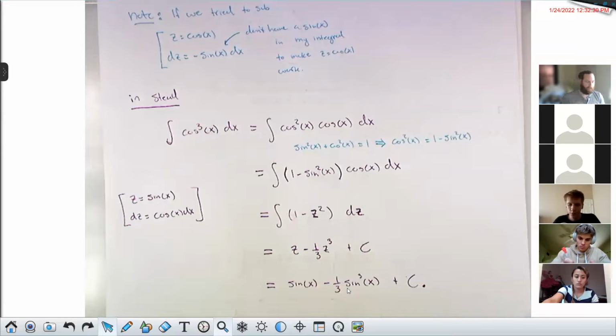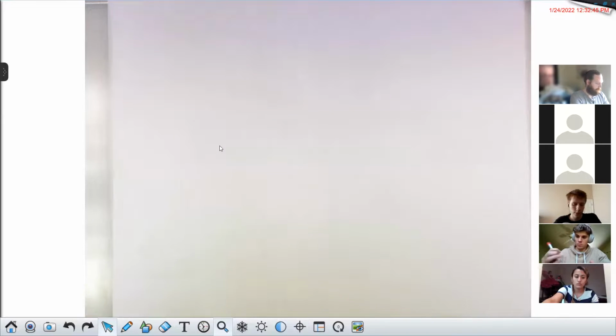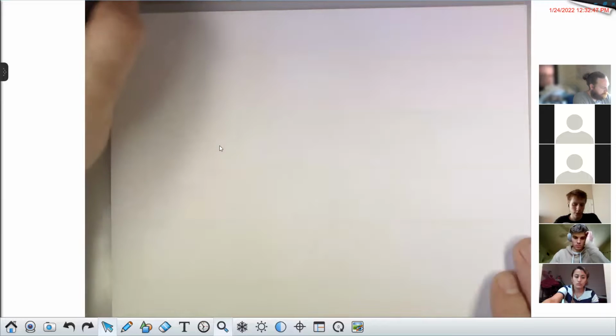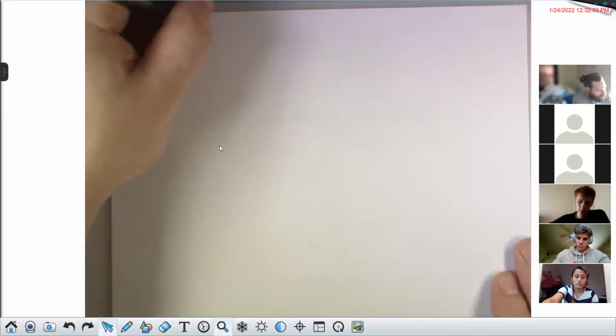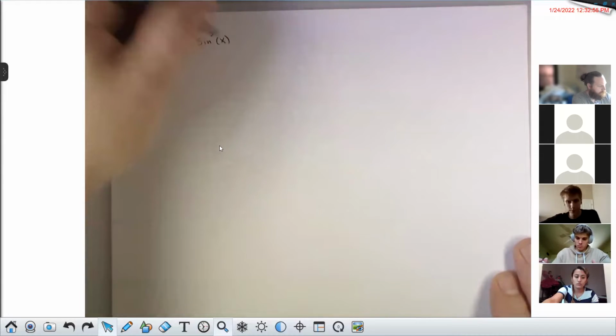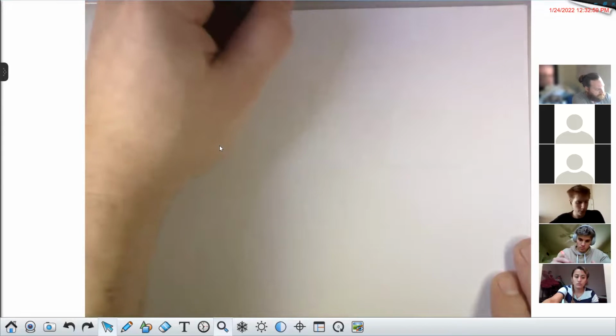Okay. I want to point out this does fall into the scheme we're talking about, power of sine times power of cosine. The power of sine here is just 0. Our next example, look at the integral of sine cubed x times cos squared x dx.